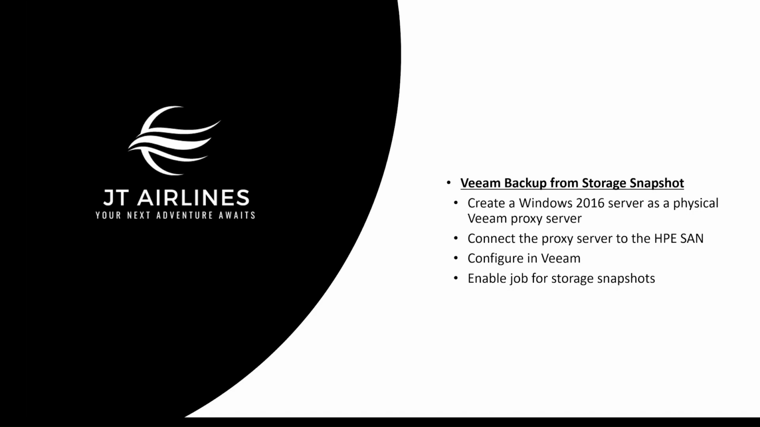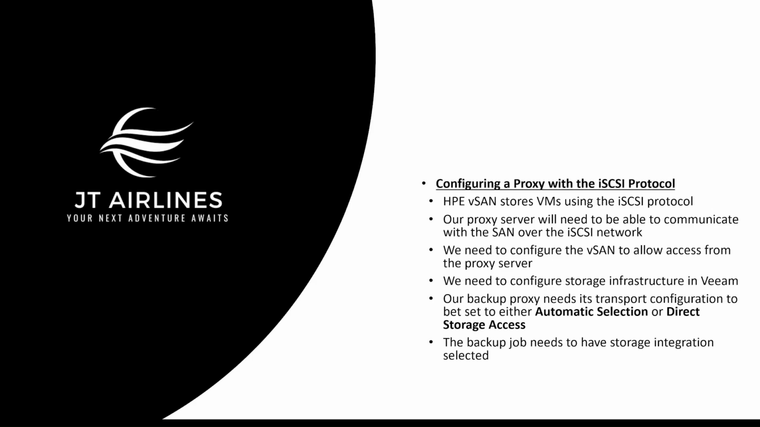To provide a little bit more specifics with how our environment is configured, our vSAN is configured with the iSCSI protocol. So our ESXi servers are connected to the vSAN over iSCSI, and that's how the data stores are presented to ESXi and how we build our virtual machines upon that. So our proxy server will need to be able to communicate with the SAN over the exact same network. So we'll be setting up our proxy server with two NICs, one for the production environment, the management environment, and the other one for the iSCSI network.